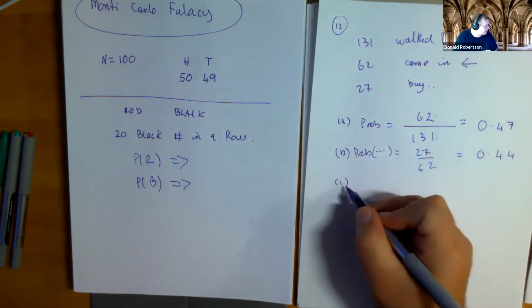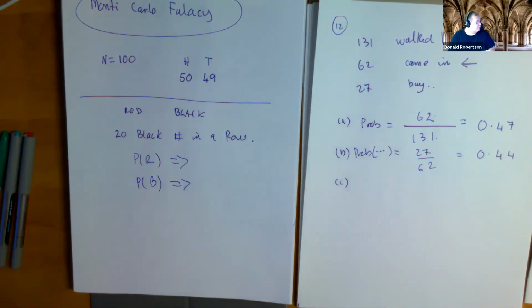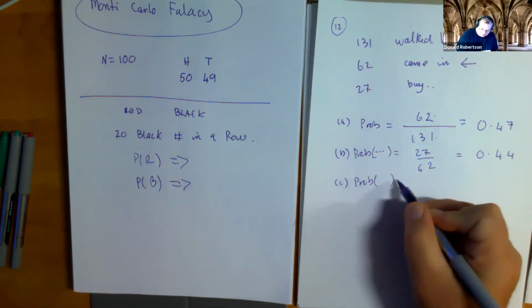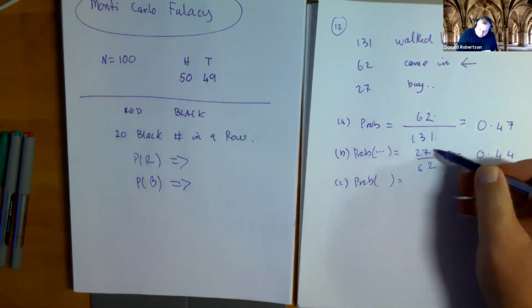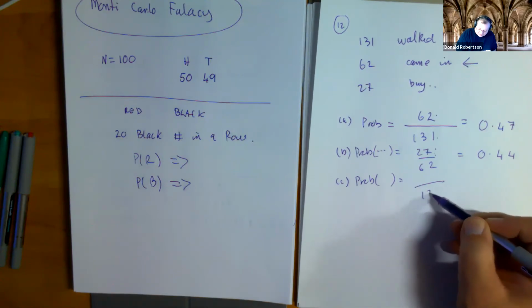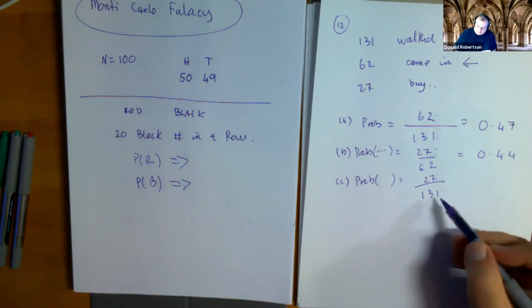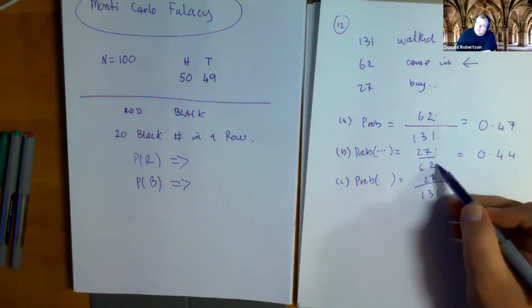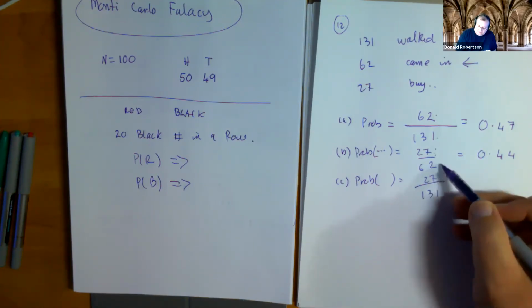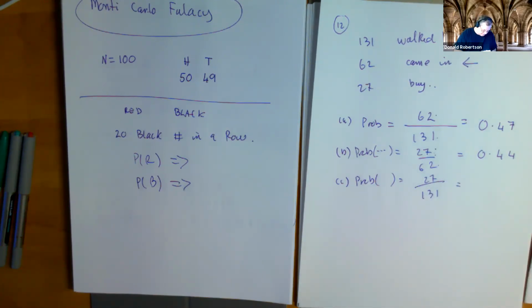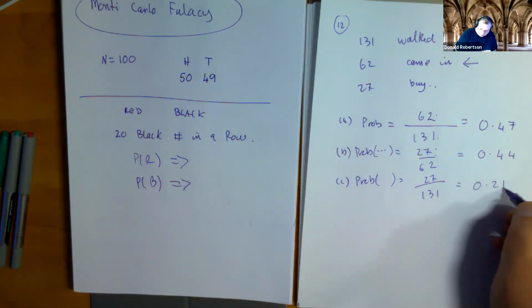Question C, what's the probability that a person who walks by the store will come in and buy something? The only difference between those that came in and bought something and those who walked by and bought something is that the bottom number is now different. 131 people walk by, and that's how many bought, 27. 62 come into the store, and that's how many bought. If I do this one, I get about 0.21.